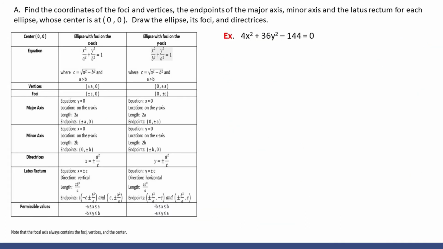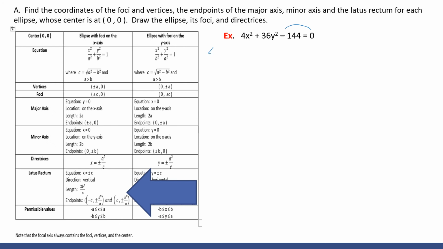Example number 2. 4x squared plus 36y squared minus 144 equals 0. Ang una mong gagawin is transpose this negative 144 papunta dito sa kabilang side. Okay? Magiging na siyang 4x squared plus 36y squared equals 144.